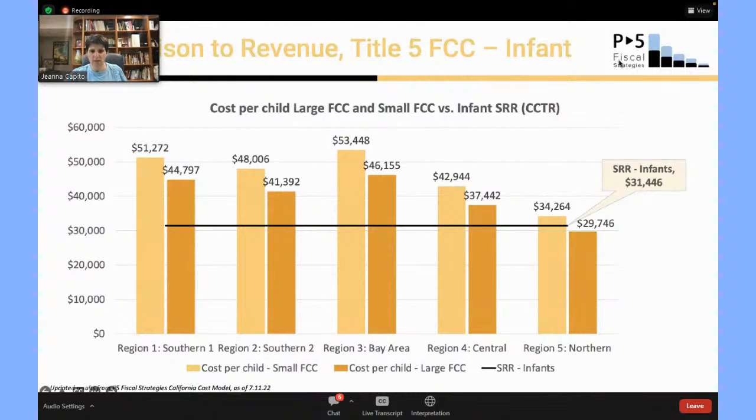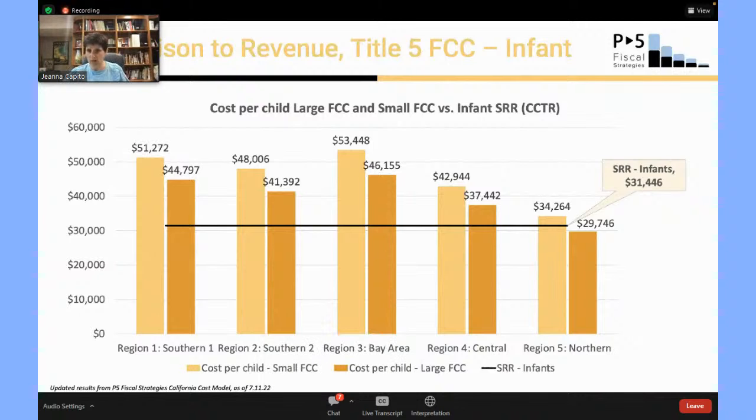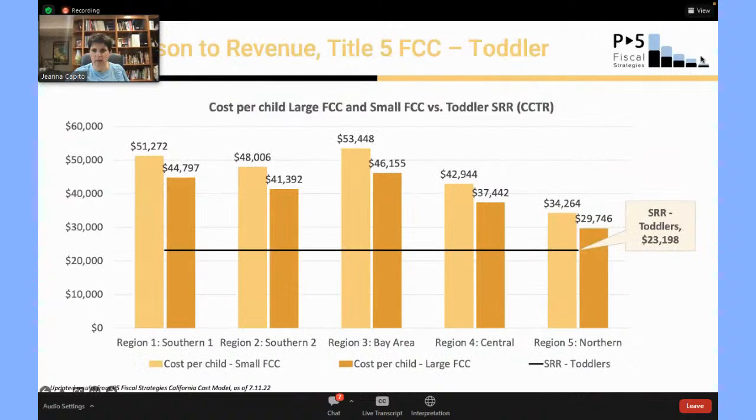So this is the first time that you'll see from a regional perspective that there is an instance where a large home with all of the assumptions that we made in the model actually is made whole by the SRR if they're being reimbursed by the SRR or the Title V rate, sorry. All right, so this was the infant slide. Let's take a look at the toddler comparison chart.